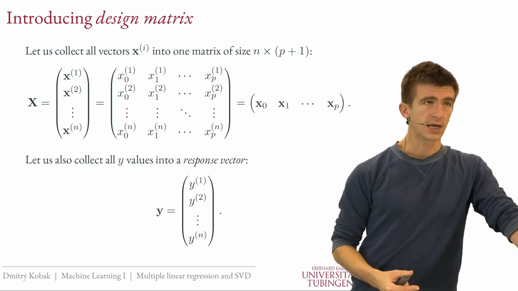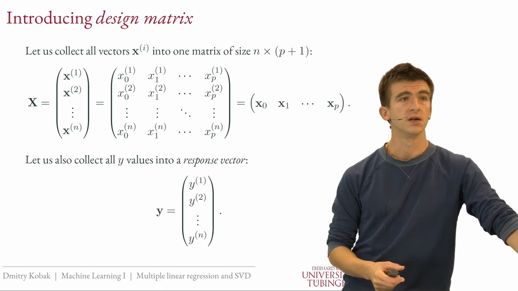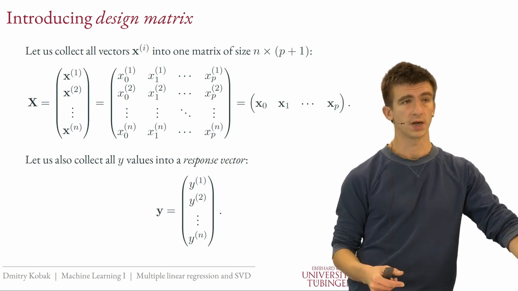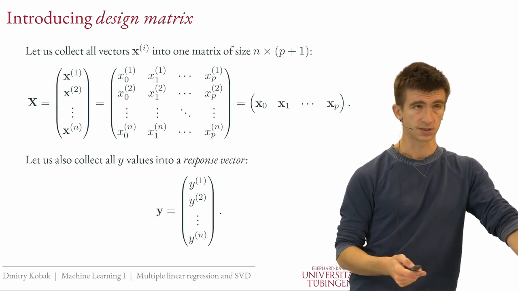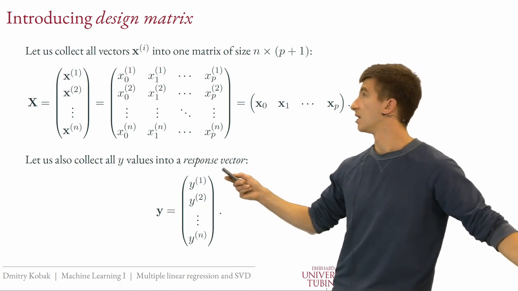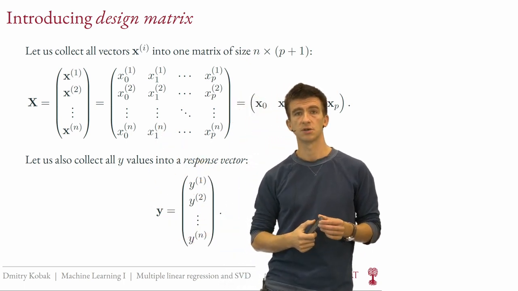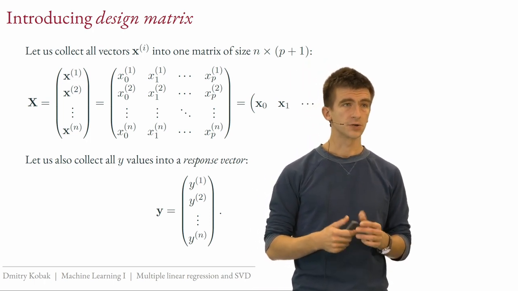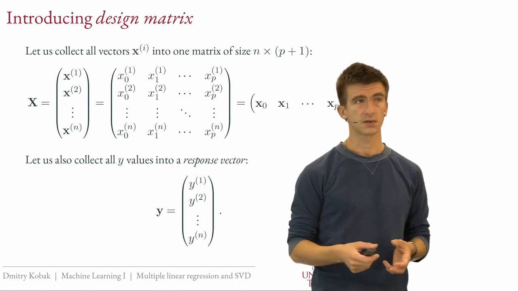Okay, we will also collect all y values, so the responses, into what we call the response vector. That's a vector of length n that has y1, y2, and so on until yn combined into one vector. These are objects that are very convenient to work with in linear regression, but actually everywhere. This is a very standard thing. And by the way, if I write a capital bold X like there, or any capital bold non-italic letter, this refers to a matrix. So uppercase bold is a matrix, lowercase bold is a vector, non-bold is a number, just a scalar.